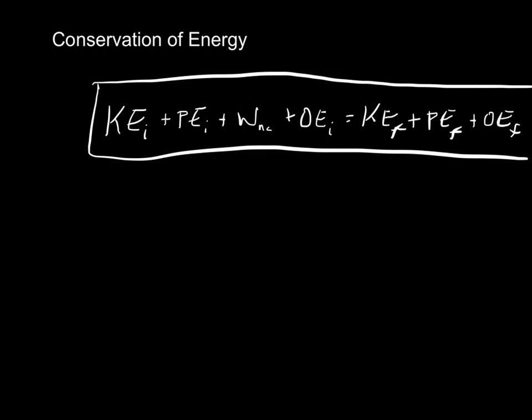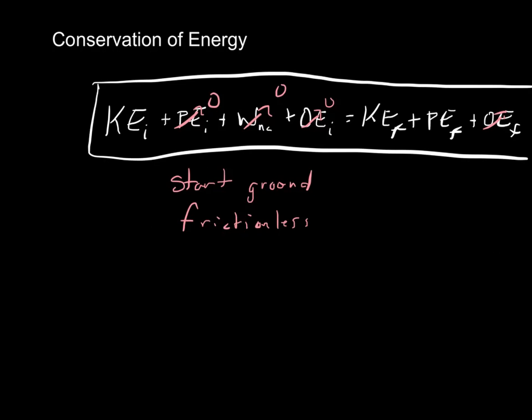So any type of energy problem you can use this equation for. And to make life easy, what you're going to look for within the problem are clues that will let you make some of these zero. For example, if we say we start on the ground, then I know potential energy is going to be 0, because I have no height. Or if we say it's frictionless, then that might mean no non-conservative forces here. And usually, unless very specifically mentioned in the problem, these other energies will be 0 as well.